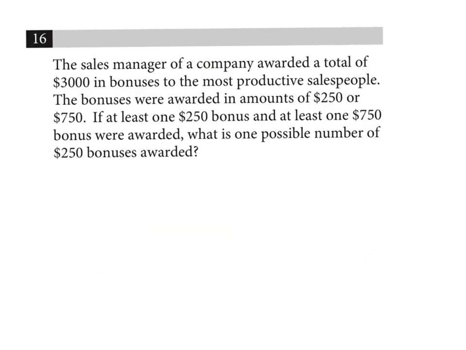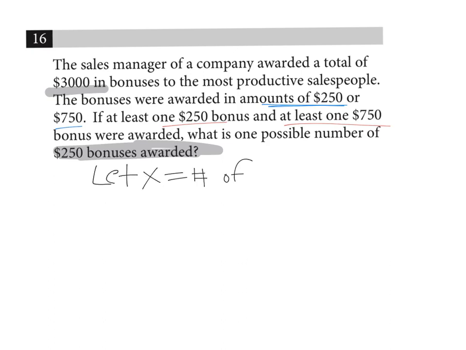Problem 16, the sales manager of a company awarded a total of $3,000 in bonuses to the most productive salespeople. The bonuses awarded were in amounts of $250 or $750. If at least one $250 bonus and at least one $750 bonus were awarded, what is one possible number of $250 bonuses? So I'll let x be equal to the number of $250 bonuses. I'll let y be equal to the number of $750 bonuses.